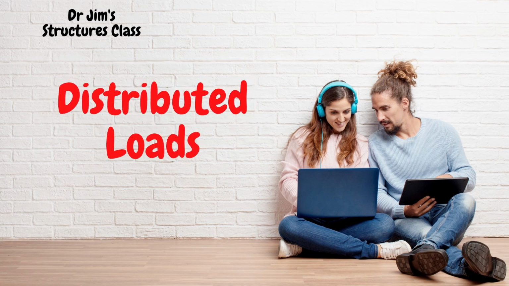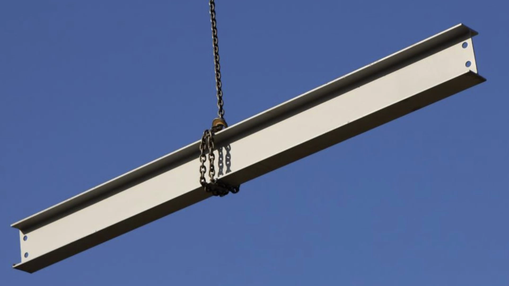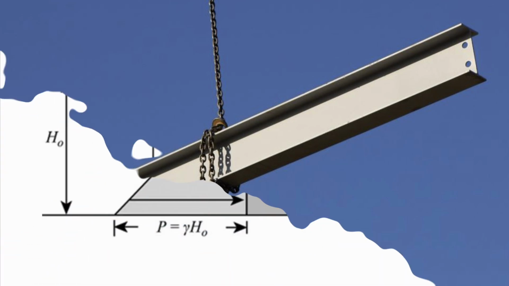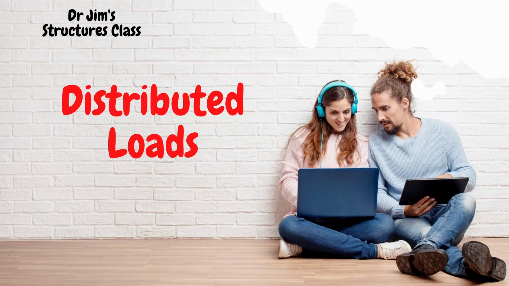Distributed loads are common in engineering. For example, the self-weight of a beam is a constant distributed load commonly referred to as a uniformly distributed load, or UDL. The water pressure in a dam increases uniformly with depth and is known as a uniformly varying load, or UVL. Some distributed loads are very complex, for instance the wind pressure on a building.